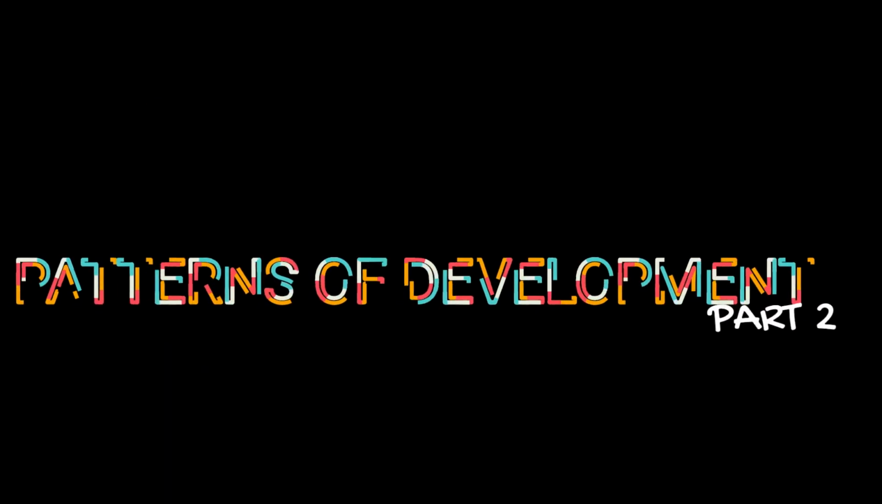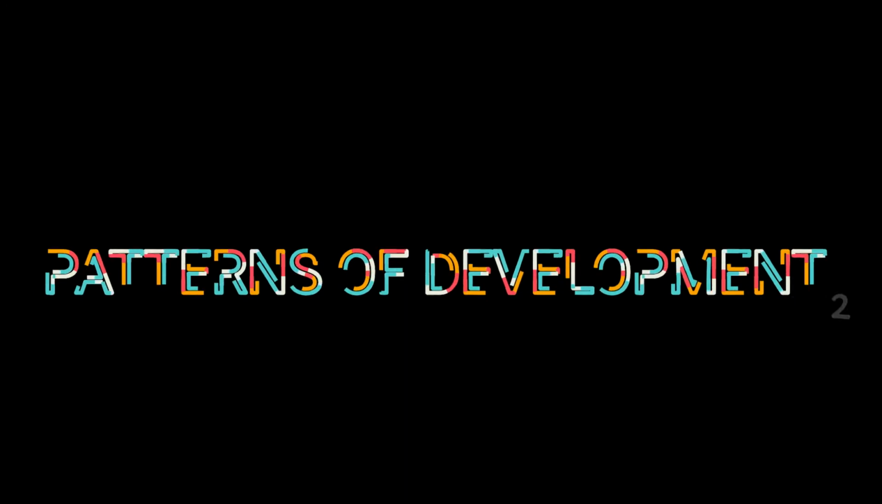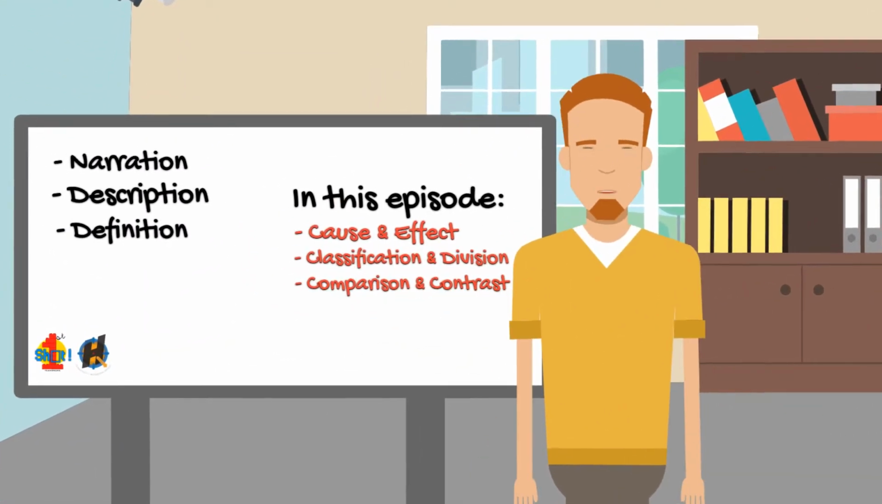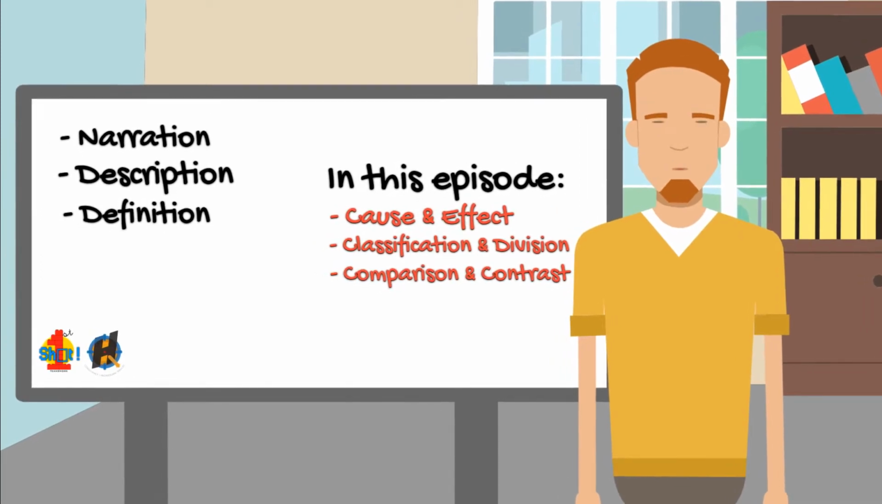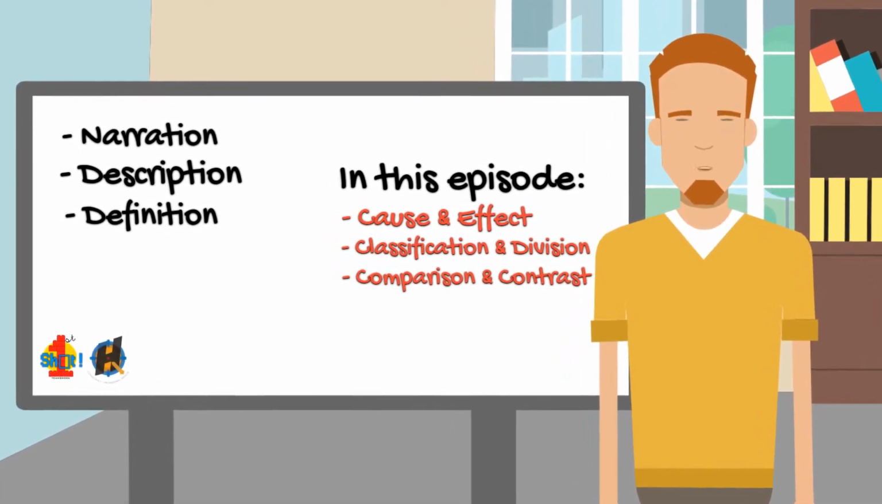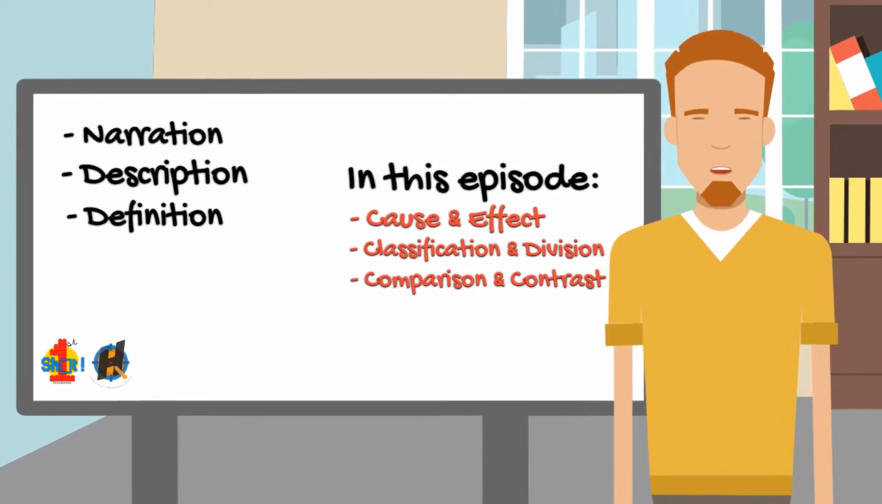It's time for Patterns of Development Part 2. In the previous episode, we talked about narration, description, and definition. In this episode, we will dive into cause and effect, classification and division, as well as comparison and contrast.